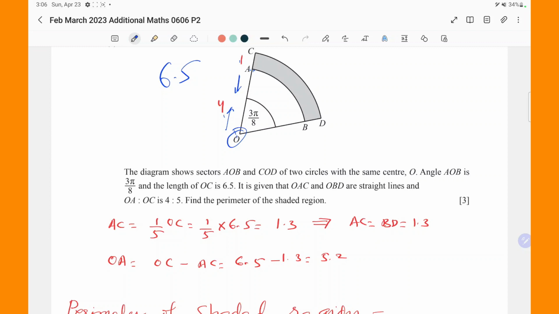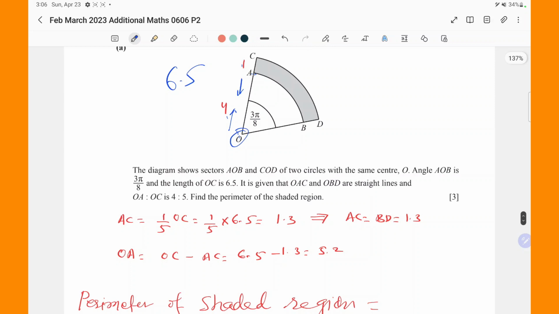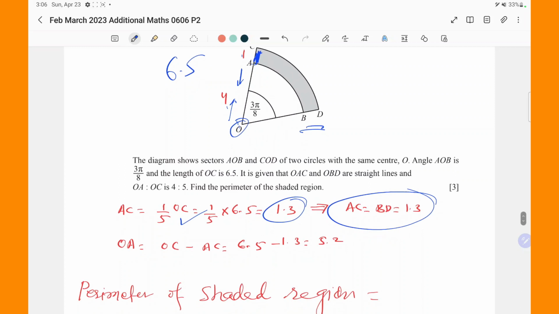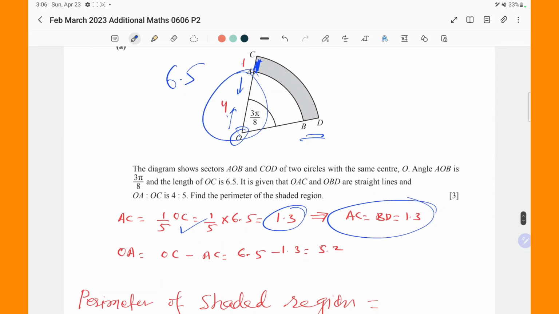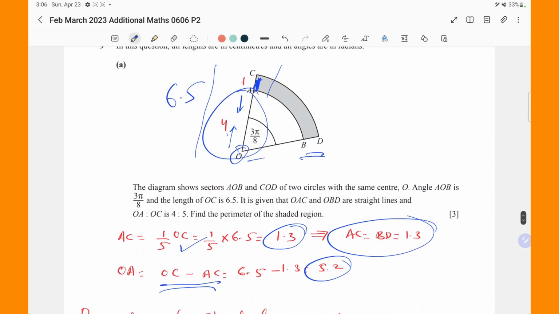So now we can check how to find other stuff. So AC is 1/5 of OC, definitely. So OC is 6.5, so 1.3. So BD is also 1.3. So AC and BD we got. Now we need to find OA. OA is total OC minus AC. OC is 6.5, AC is 1.3, that's 5.2. So we got this radius, which is 5.2.